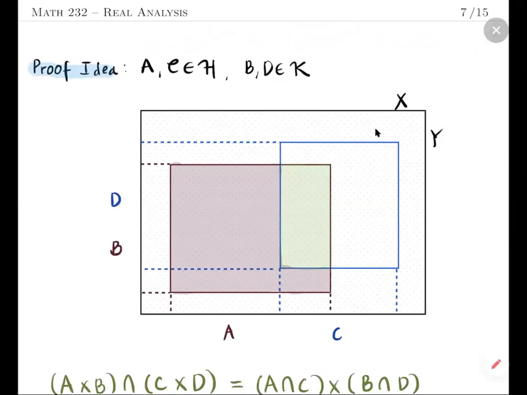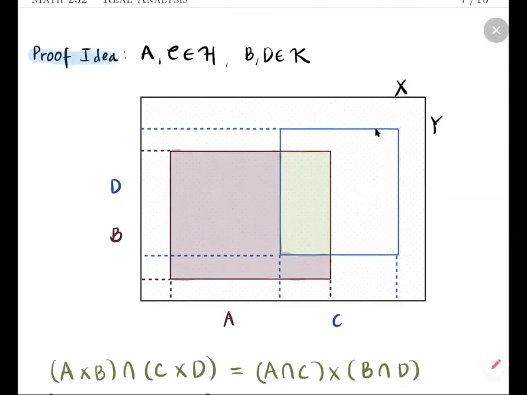For SR2, we have the following. So take two elements, A cross B and C cross D, where A and C are in H and B and D are in K. So in this illustration, the horizontal component would be x, and the vertical component would be y. So A cross B will be this rectangular region here. On the other hand, C cross D would be this rectangle here. SR2 wants us to verify that the intersection between these two rectangles is again a rectangle.